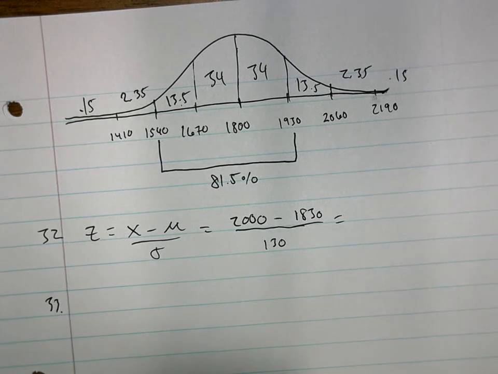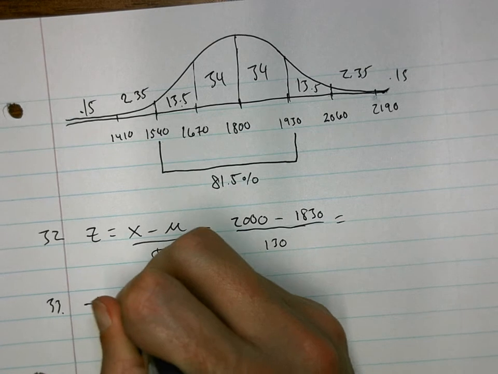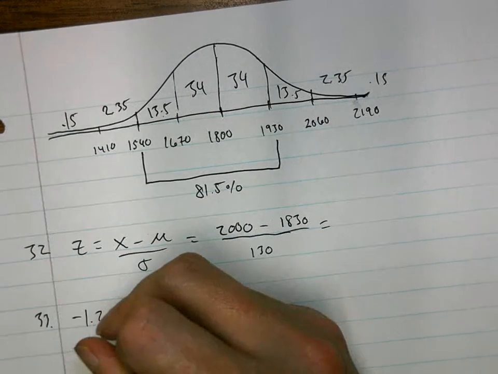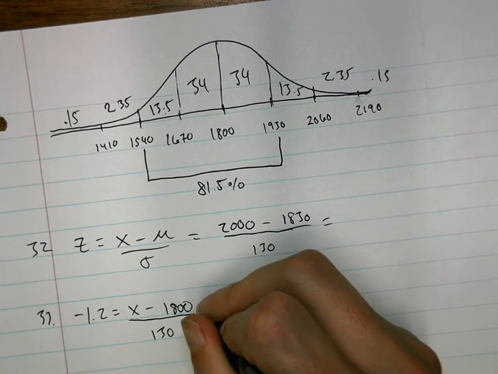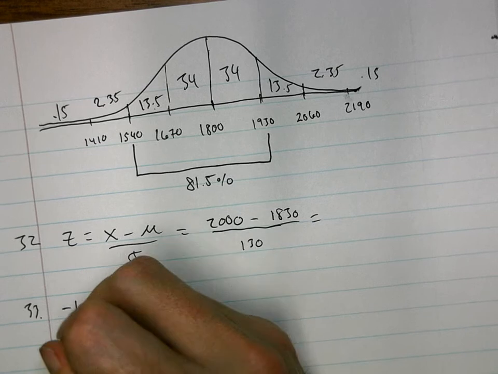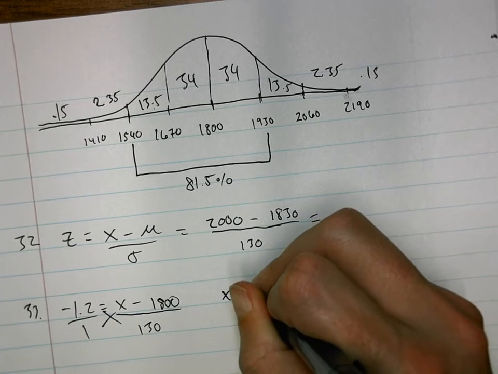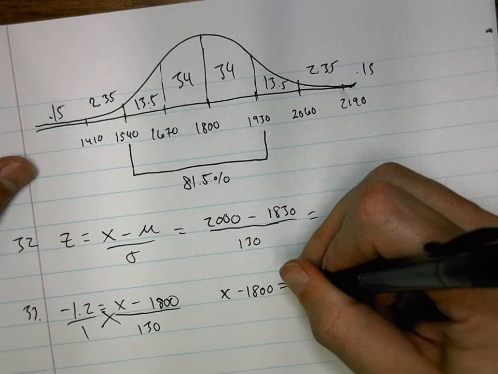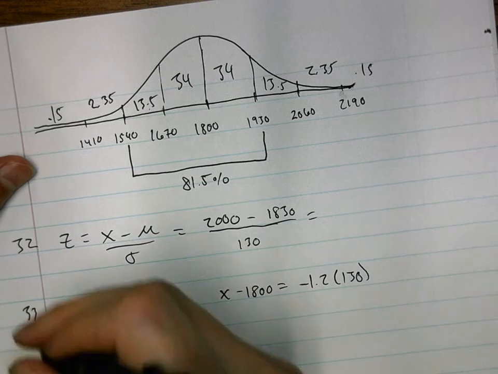33. So you have to do the z-score backwards. Negative 1.2 equals x minus 1800 all over sigma, which is 130. So you're going to cross multiply. You get x minus 1800 is equal to negative 1.2 times 130, and then you guys can solve it from there. 34.